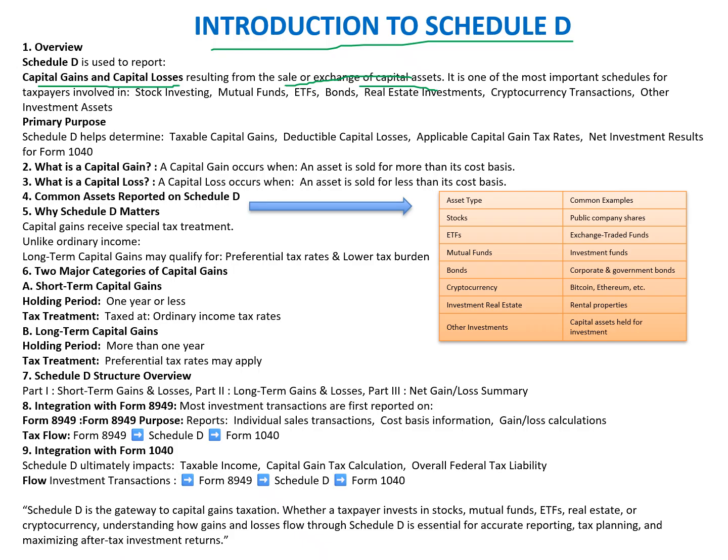It is one of the most important schedules for taxpayers involved in stock investing, mutual funds, ETFs, bonds, real estate investment, cryptocurrency transactions, and other investment assets. Schedule D helps to determine the taxable capital gain, deductible capital losses, applicable capital gain tax rates, and the net investment results too, which finally flow into Form 1040.